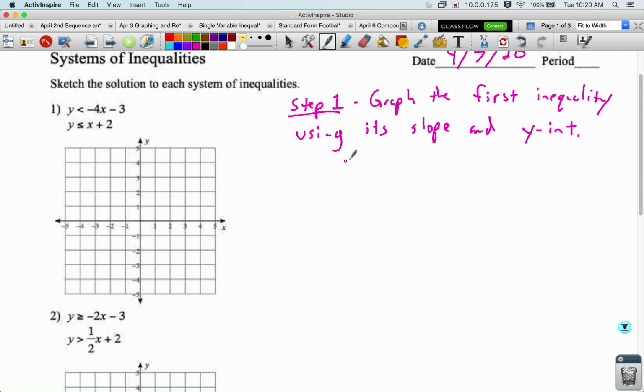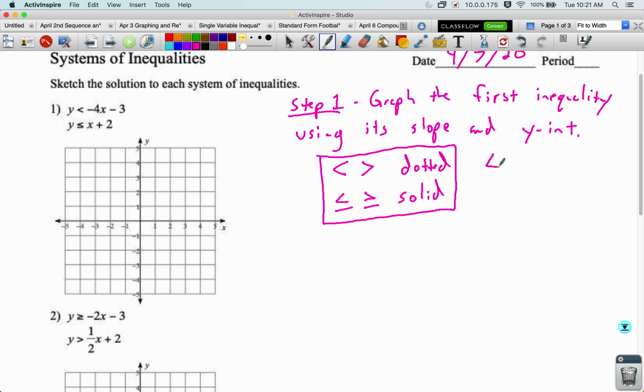And then here's a couple reminders. When we graph it, if we have a greater than or a less than, we're going to use a dotted line. If we've got a less than or equal to, or greater than or equal to, I think I said these ones backwards. That's a less than, that's a greater than. Less than or equal to, greater than or equal to, we're going to use a solid line. That's one thing we've got to remember. And the other thing is, if we have a less than or equal to, we're going to shade below.